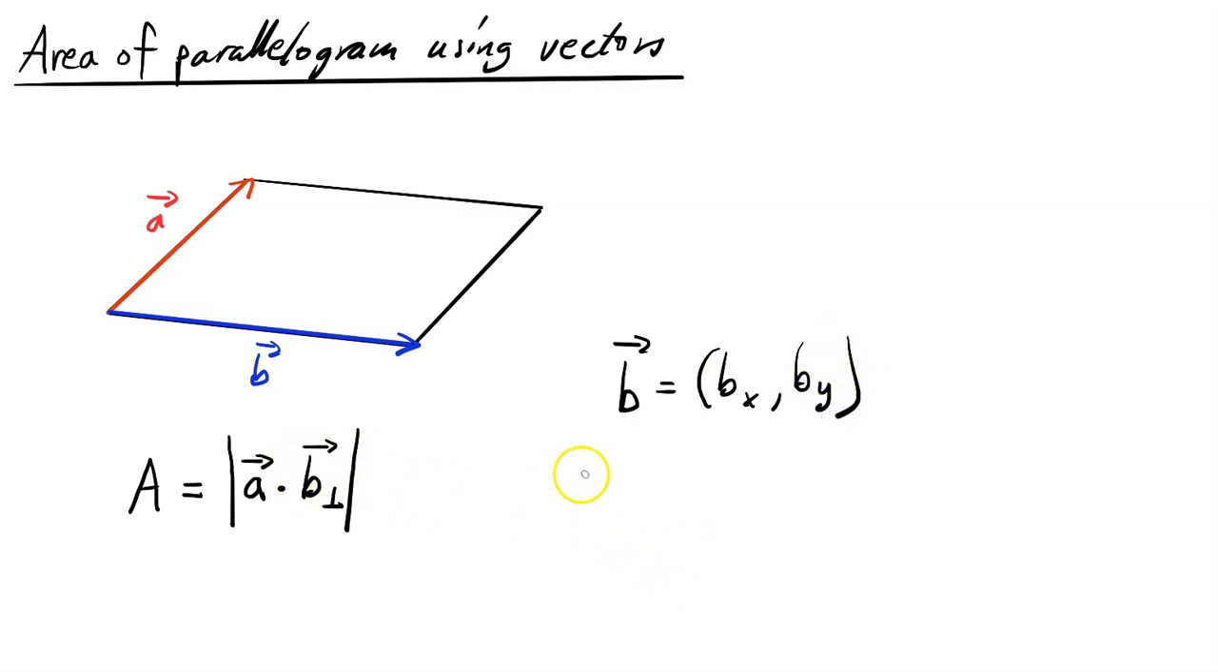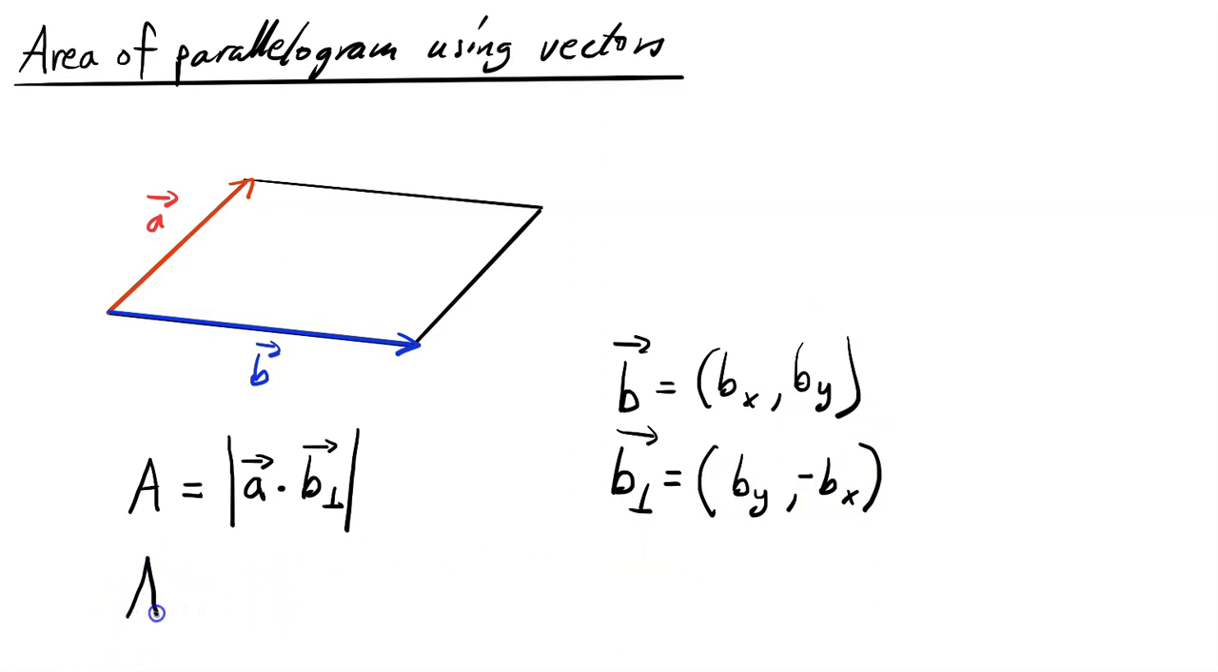how can you find the perpendicular one? That's a vector with the same length but rotated 90 degrees. Then you just have to switch places on these two components and put a minus sign on one of them. It doesn't matter if you put the minus here or here. If you put the minus on this one, it's a clockwise rotation of 90 degrees. If you put the minus here, it's anti-clockwise.